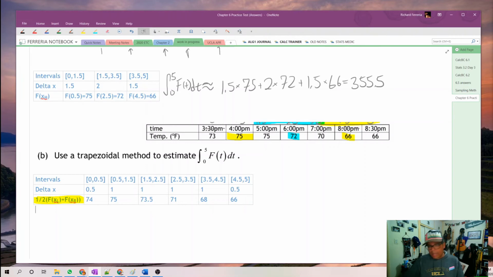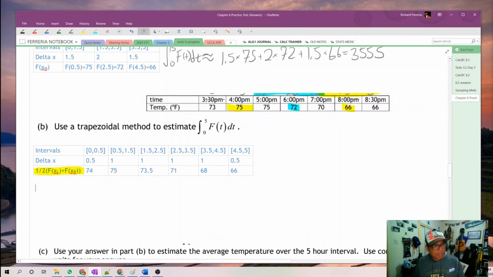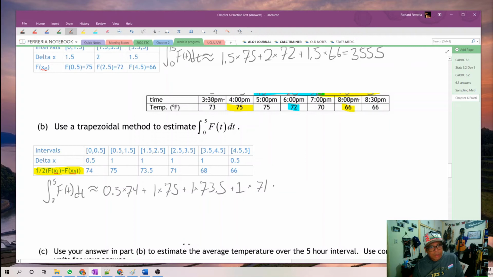And again, just like before, we're going to write our sum of products. So the integral from 0 to 5 of f of t dt can be approximated by 0.5 multiplied by 74 plus 1 times 75 plus 1 times 73.5 plus 1 times 71 plus 1 times 68 plus 0.5 multiplied by 66. And when you multiply that all together, we got 357.5.